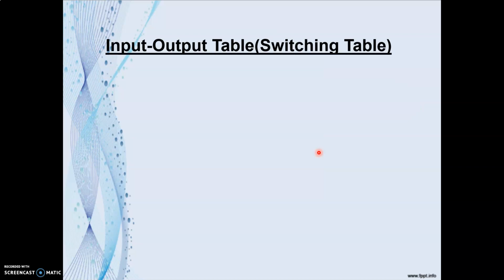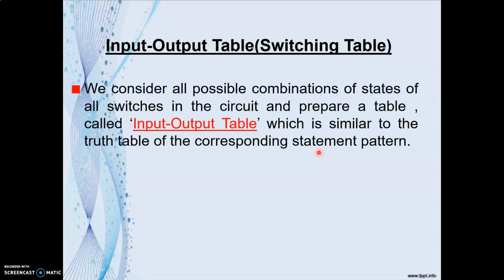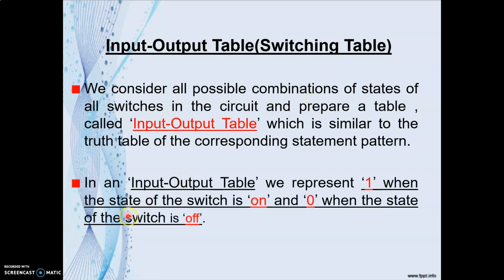Next is the input output table or switching table. This is similar to our truth table, but the difference is instead of writing true, we will write 1, and instead of writing false, we will write 0. We consider all possible combinations of states of all switches in the circuit and prepare a table. That is called an input output table, or also a switching table. We represent 1 when the state of the switch is on, meaning current passes through the circuit, and 0 when the state of the switch is off.